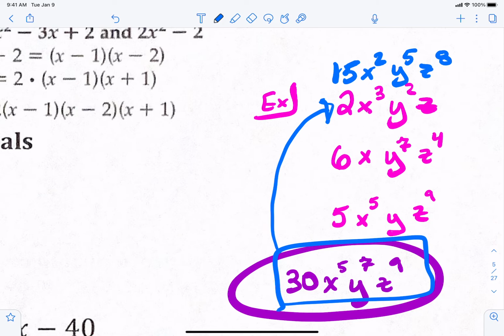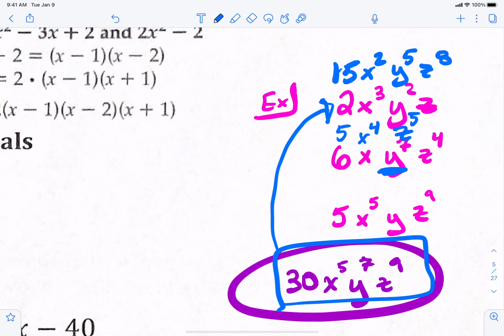Okay. Now let's go down to the 6. What would you have to multiply 6 by to get 30? 5. How many more x's would you need? 4. How many more y's would you need? 5. We're on this one. 7. None. How many z's do you need?